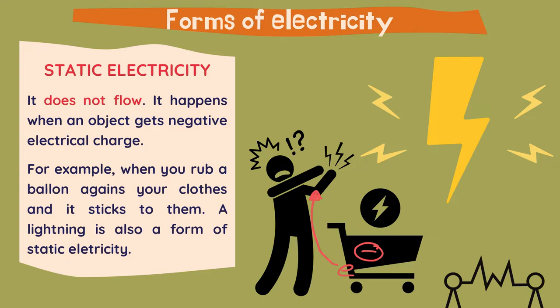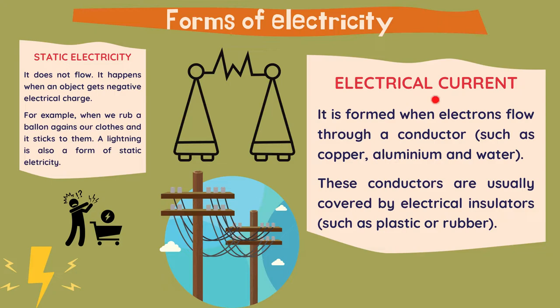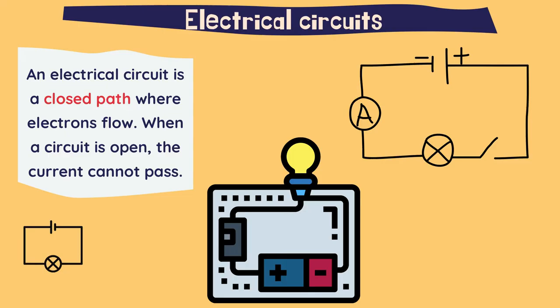And the other one is the electrical current. This is the electricity that we usually use for our machines and devices. It is formed when electrons flow through a conductor, such as copper, aluminium, and water, for example, in these wires. And these conductors are usually covered by electrical insulators, so it is not dangerous for us, such as plastic or rubber.